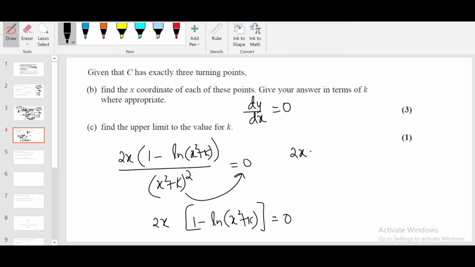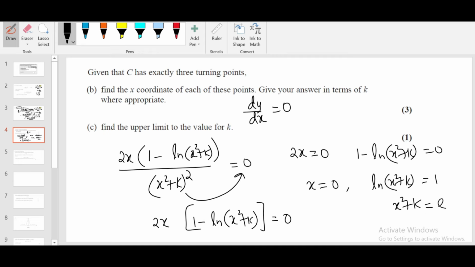You'll get 2x is equal to 0, and 1 minus ln(x² + k) is equal to 0. So x is equal to 0. That's the first solution. And then ln(x² + k) is equal to 1. Remove ln, the other side becomes e power 1. So x² is e minus k, x is plus or minus square root of (e minus k).